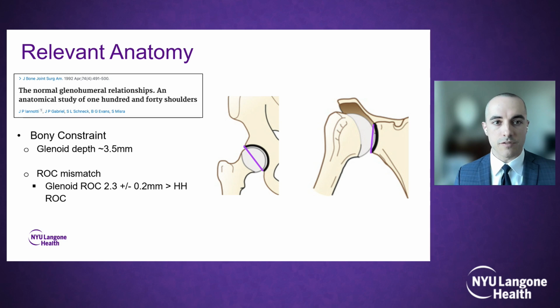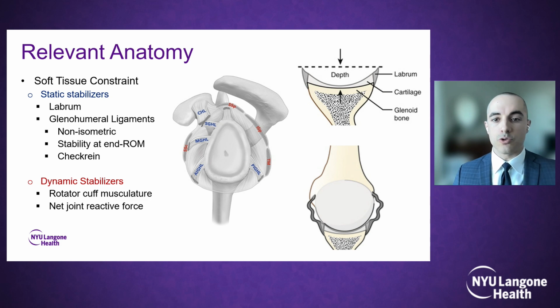And so while this is the reason for the native relative instability of the shoulder joint, it's also the reason why it has such a great degree of range of motion before bony impingement. Additionally, it's important to note that there's a mismatch in the radius of curvature between the humeral head, which has a radius of curvature about 2.3 millimeters less than that of the glenoid, meaning that the glenoid is somewhat more straight or less round compared to the more curved humeral head. And that's the reason why the humeral head doesn't just rotate against the glenoid, but it also translates or slides in all directions. And so because of this native instability, the shoulder relies primarily on its soft tissue constraints to provide stability.